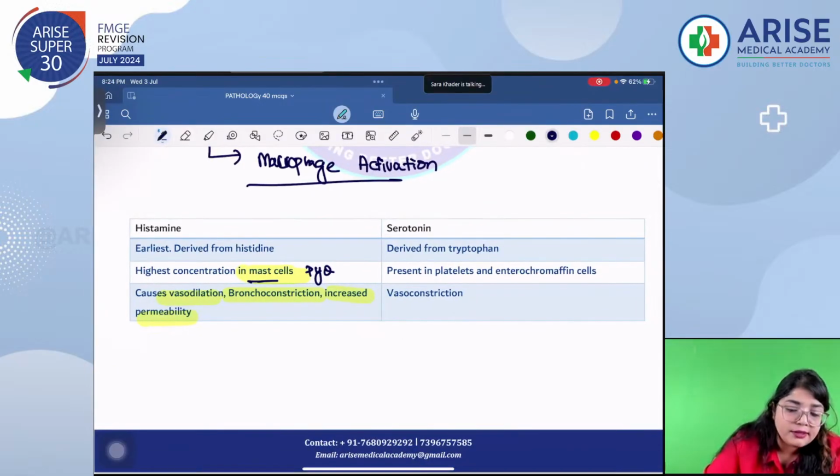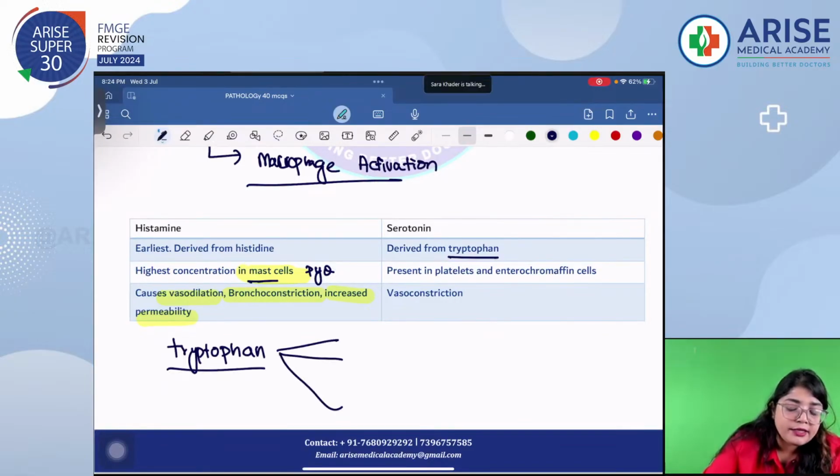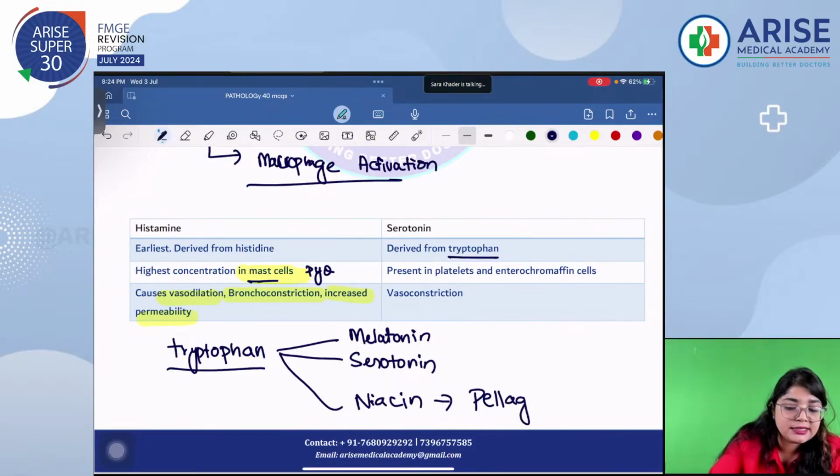Your serotonin is derived from tryptophan. So quickly, just tell me, tryptophan, what does it give you? It is a precursor of melatonin, of serotonin, and niacin, okay? Remember, niacin deficiency causes pellagra. You remember your 4Ds? Casal's necklace? Very, very, very important. An increase in serotonin levels will cause carcinoid tumor.